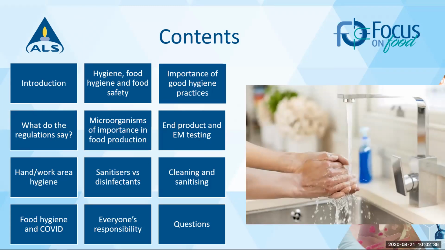So today we'll begin with an overview of hygiene in general before looking at the difference between food hygiene and food safety. We'll take a look at what the regulations have to say about food hygiene and move on to discussing microorganisms, end product, and environmental monitoring testing. The central part of today's presentation will be looking in detail at hygiene controls, including hand washing, sanitizing, cleaning and sanitizing protocols, the differences between sanitizers and disinfectants, etc.